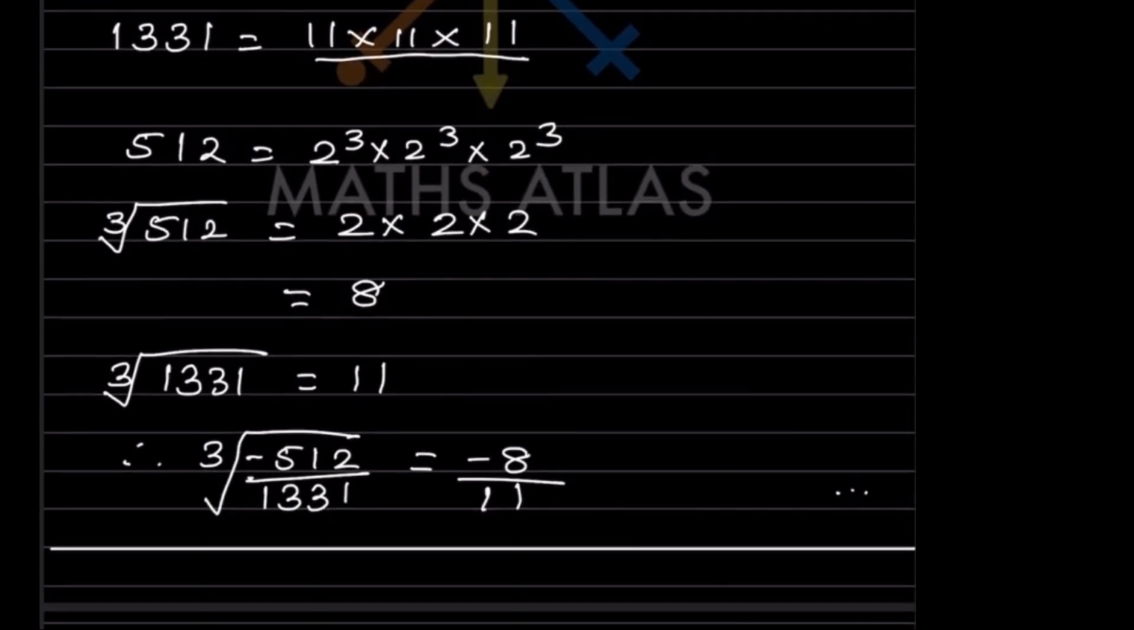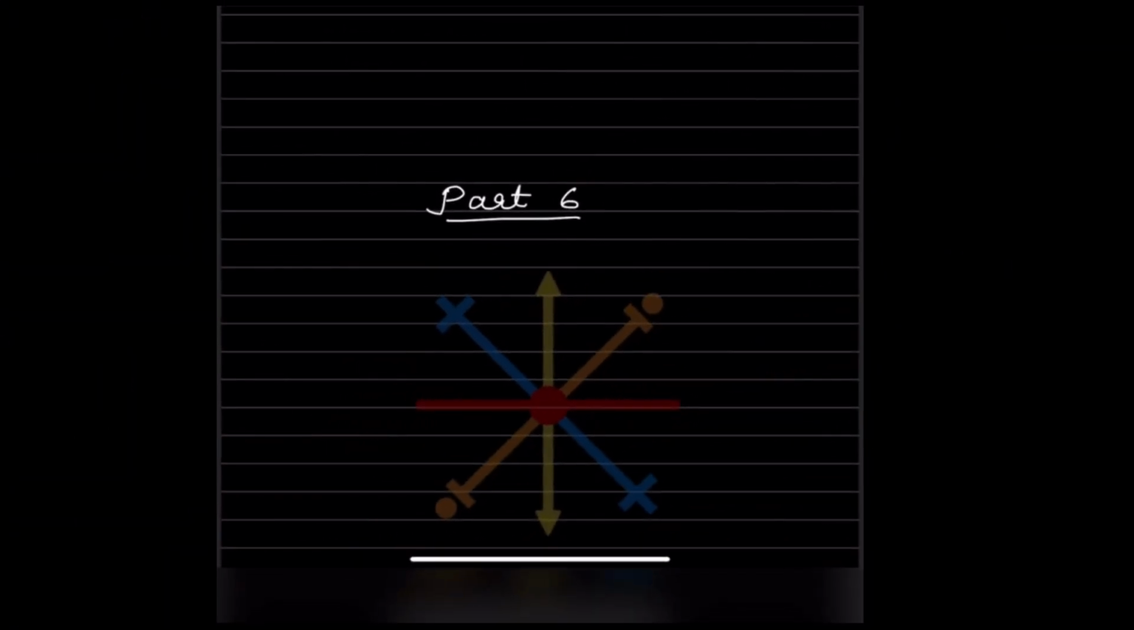So therefore, the cube root of minus 512 divided by 1331: you just put a minus here, and this is 8, because the cube root of 512 is 8 and of 1331 is 11. So this is the answer. This was on cubes and cube roots, and we have already done some questions in the previous video. You can have a look at it.